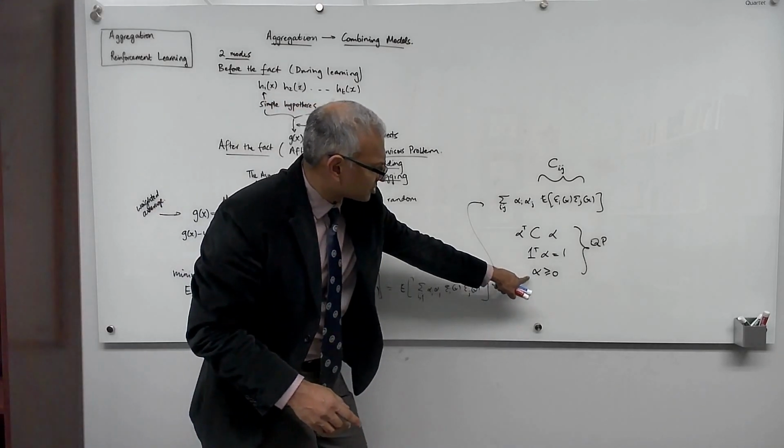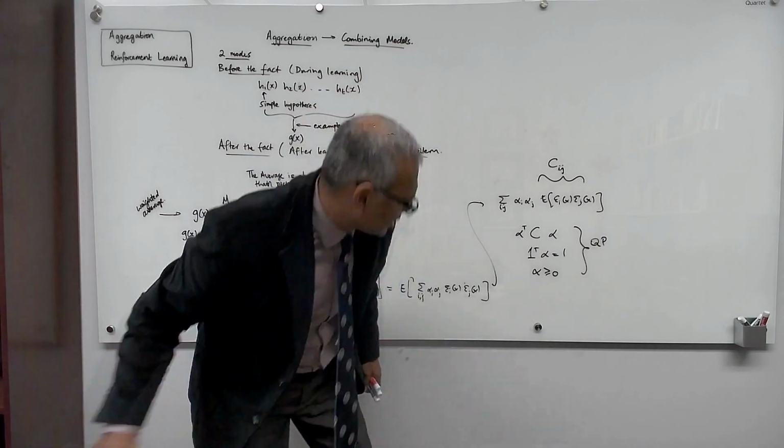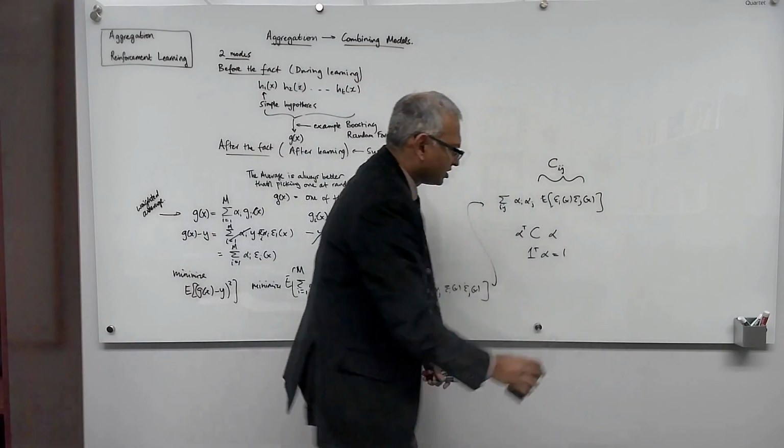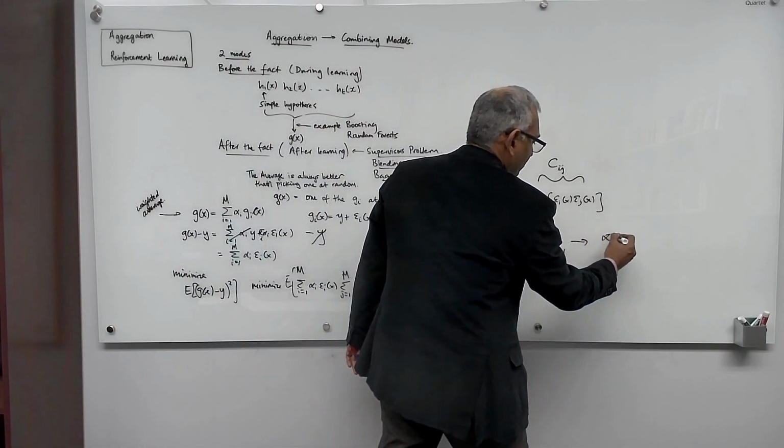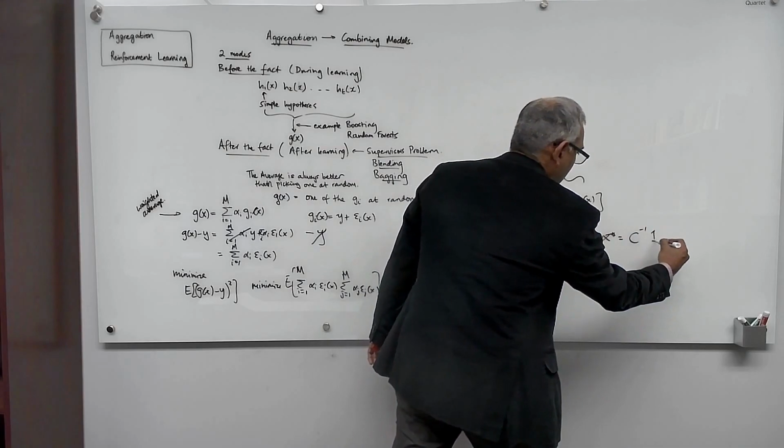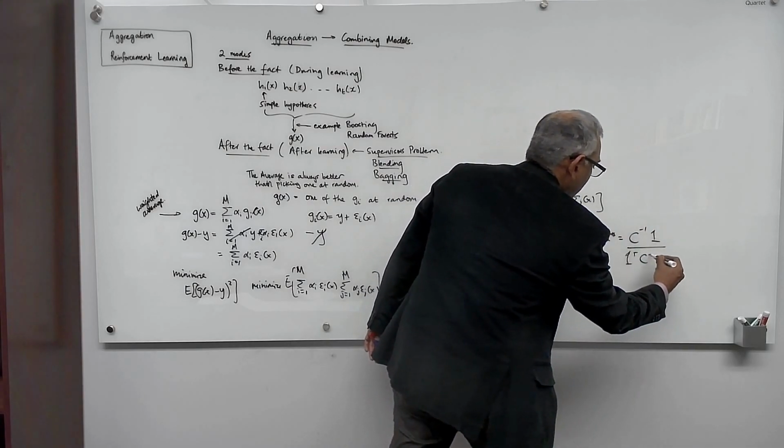If you don't have this constraint, if you don't have the alpha greater than or equal to 0 constraint, then we can actually solve this problem exactly. With Lagrange multipliers, it's easy to show that alpha star is equal to C inverse 1 over 1 transpose C inverse 1.